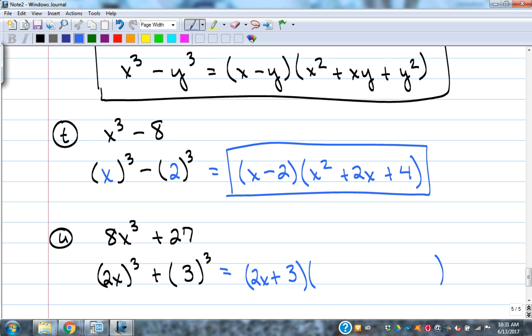In the front of the long piece, you're squaring 2x. 2x times 2x, 4x squared. Minus, multiply the two pieces together. 2x times 3, 6x. In the back, square the 3. 3 squared, 9. You factored it.